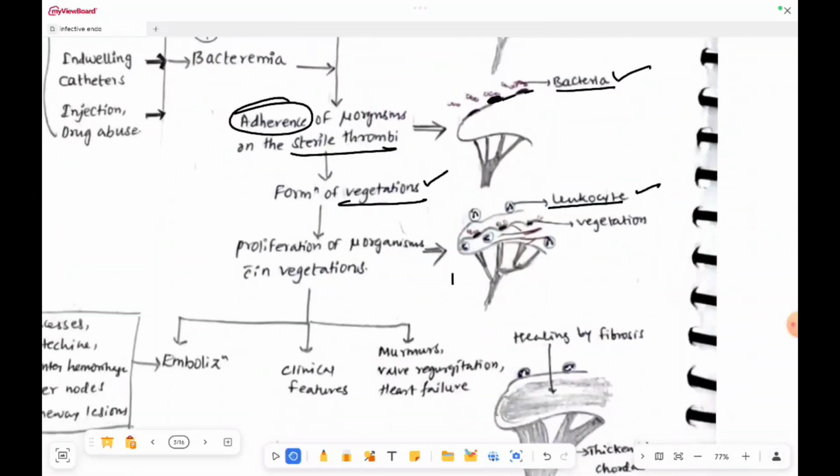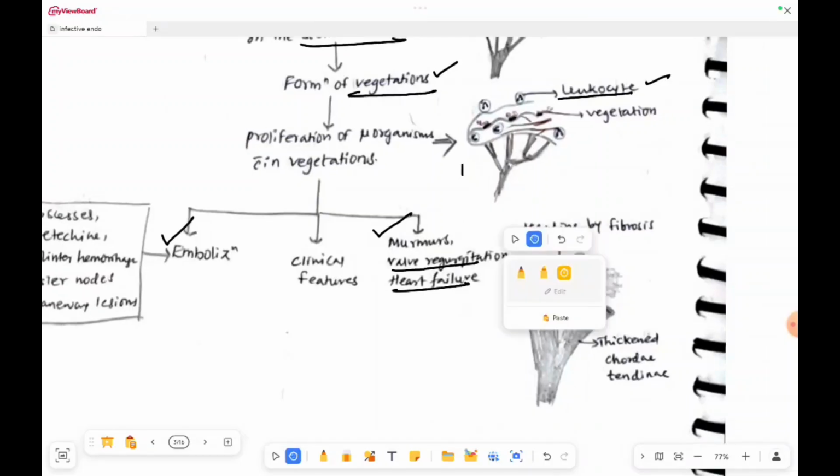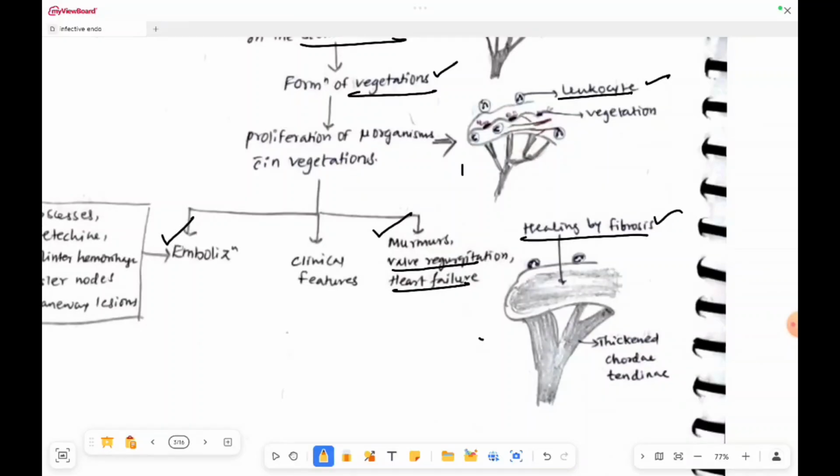Complications will be embolization and murmurs, valve regurgitation, heart failure. Clinical features we will see further. On prolongation of the disease, there will be healing by fibrosis, and there will be calcification also. Here you can observe that the chorda tendinae are thickened.